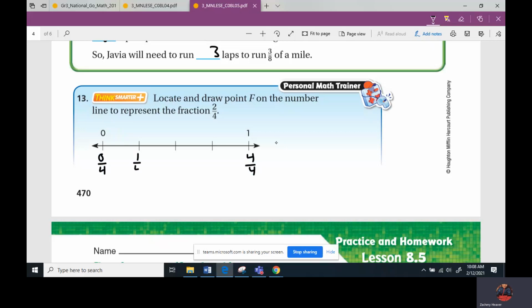So we have 1/4, 2/4, 3/4, and we know 4/4. If this doesn't run into together, let's say you put 4 here, guess what? You're wrong because you're going over a whole. Okay? So you have to redo it. We got to locate 2/4, so it's right here. I'm going to put the mark right here and label it F because it says draw point F.